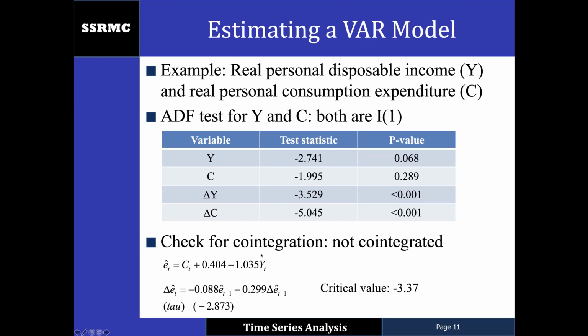And we can also check for co-integration between those two variables. So we estimate a linear regression model between C and Y first. Then we derive the residual term. Then we perform a unit root test on the residual term. Then we notice that the critical value is minus 3.37, and the test statistic is larger than it. So it's not in the rejection region. We conclude those two variables are not co-integrated.